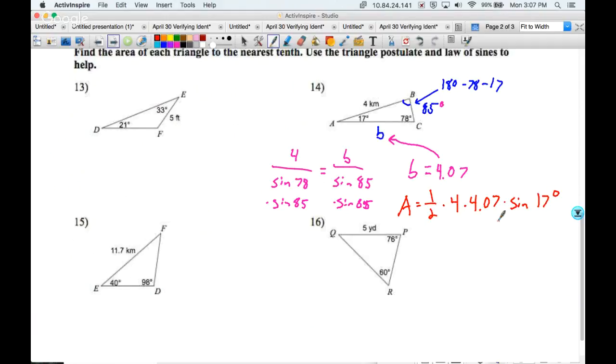You can plug that whole thing into your calculator. For 1/2, I just use 0.5 so I don't confuse the order of operations. Times 4 times 4.07 times the sine of 17. I get 2.4 to the nearest tenth. All right, 2.4 square kilometers. And that's the answer to number 14, and that will conclude this video. Best of luck finishing this up.